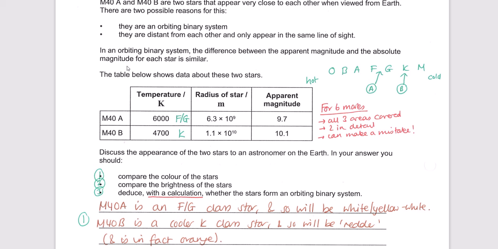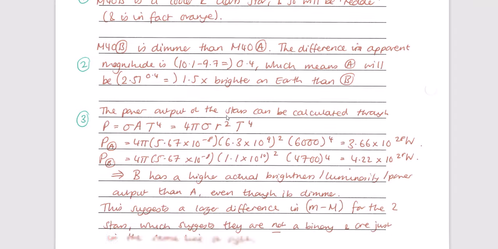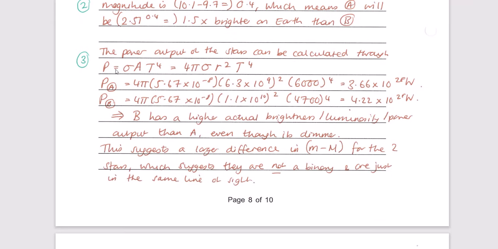Now, we're told in an orbiting binary system, the difference between the apparent magnitude and the absolute magnitude for each star is similar. So we need to calculate something to do with absolute magnitude, which links to the actual brightness of the star. We don't actually have to find out absolute magnitude, but we have to find out something absolute, and we're going to find out the power of the star because we've been told the temperature and the radius. So we can work out the power output of the stars using Stefan's law. P equals sigma times surface area times T to the 4, and surface area is 4 pi r squared.